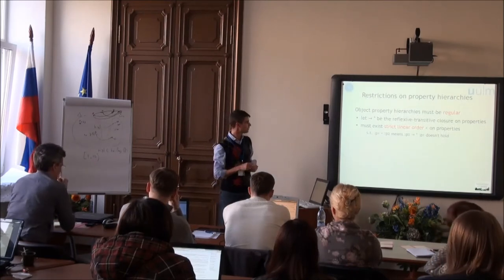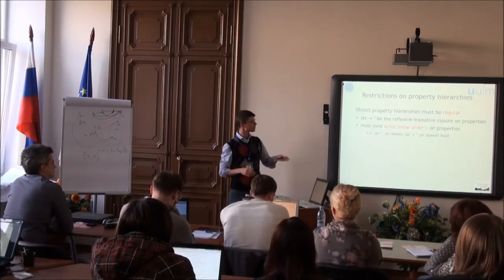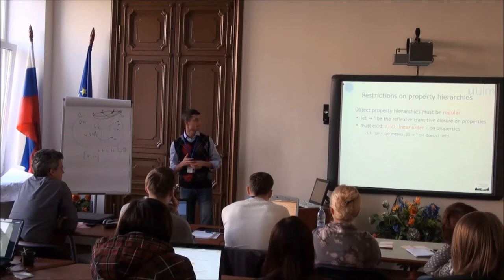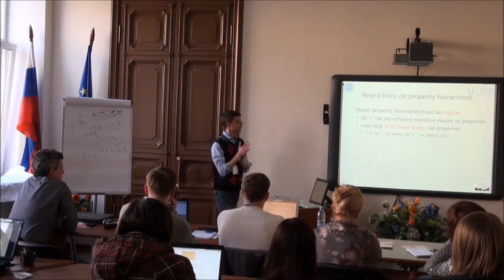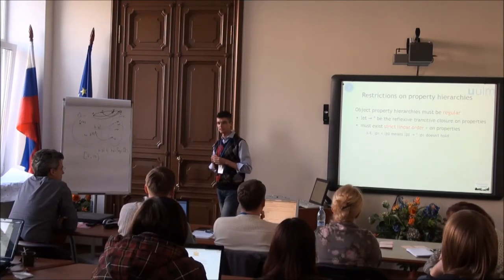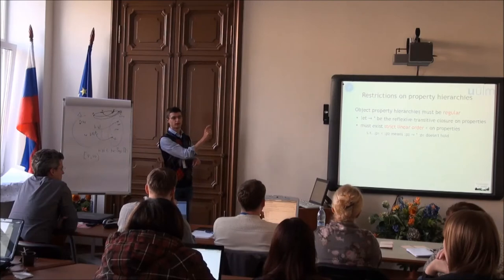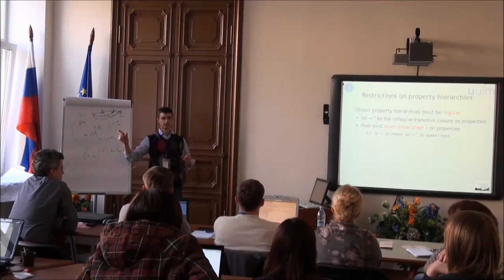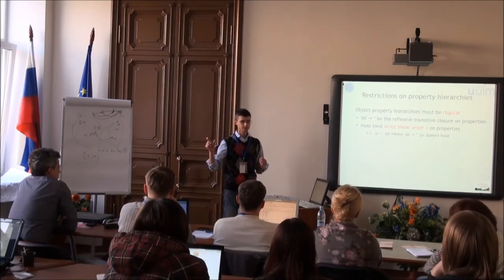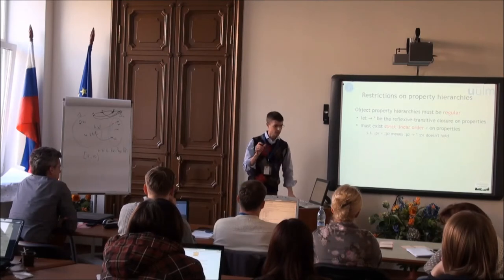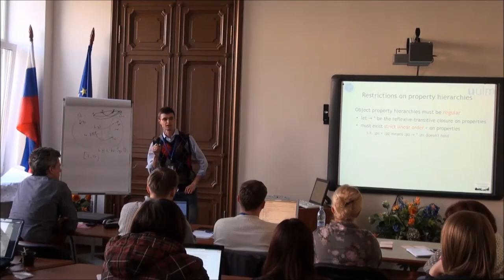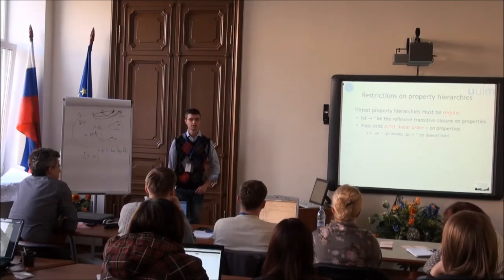So the reason we need to define the transitive closure is on the sub-property axioms. And then we say that my property hierarchy is regular, which means allowed in OWL, if I can order my object properties, put them in a sequence according to certain rules, and that sequence should not contradict the transitive closure of your sub-property axioms.